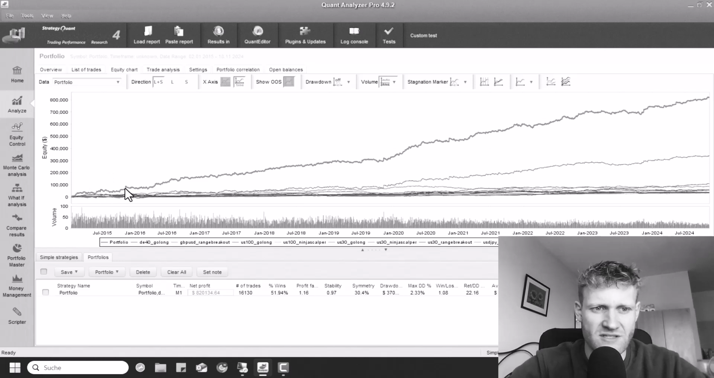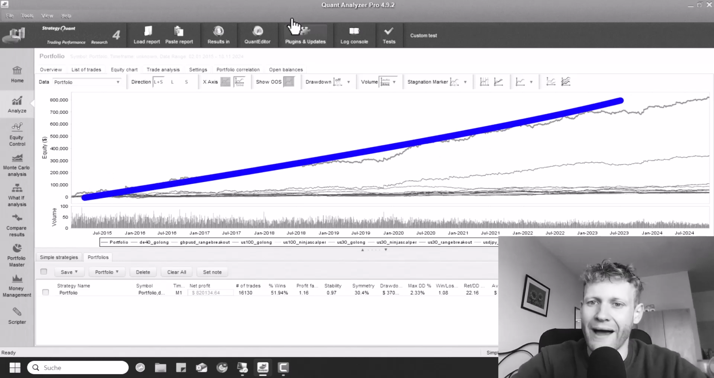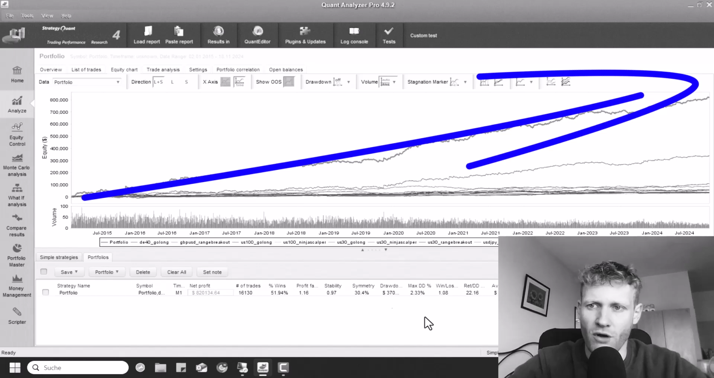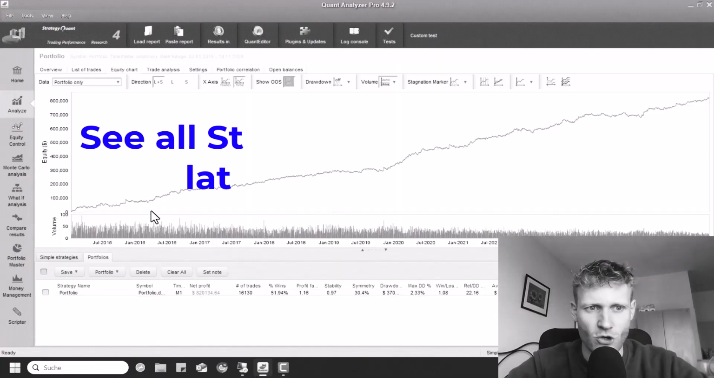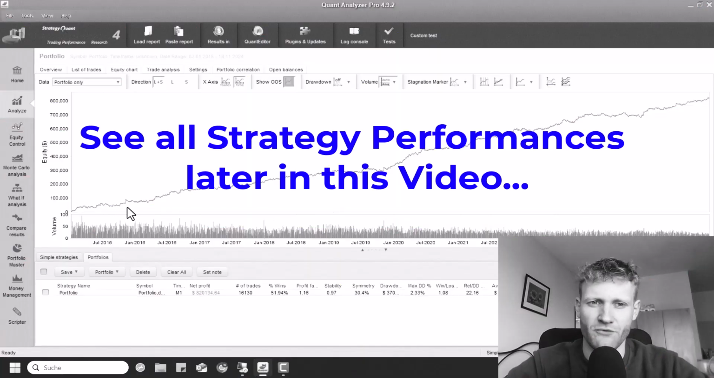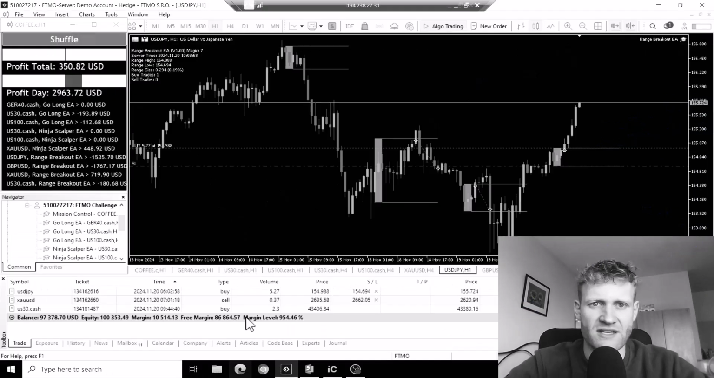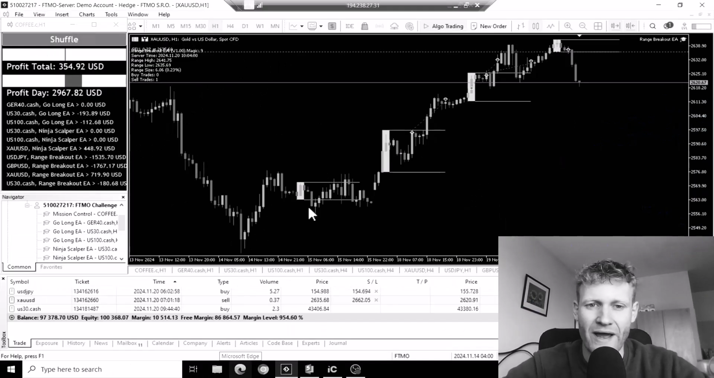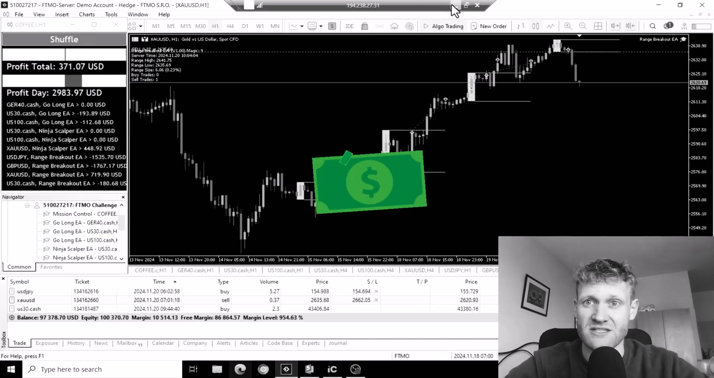We can see here this dark blue line is the combined performance of all of the strategies. And this is also why I wanted to use this portfolio to go into this FTMO challenge here, and why I am pretty confident that I have a good shot here to pass this challenge actually.